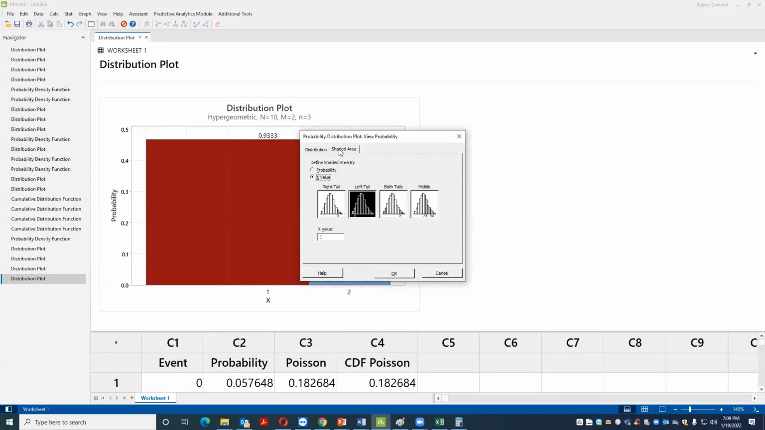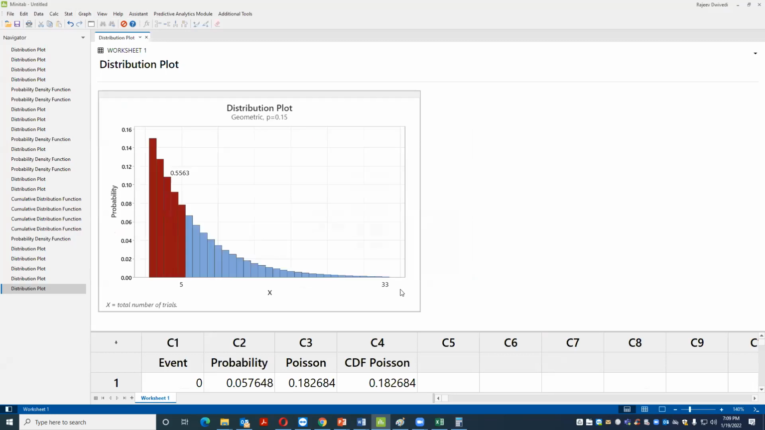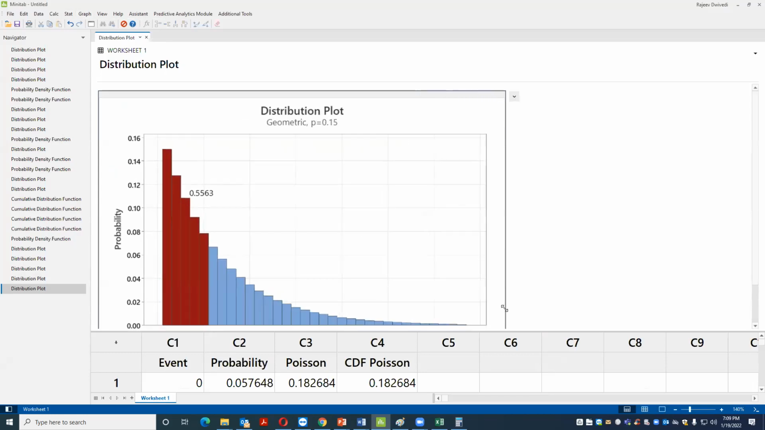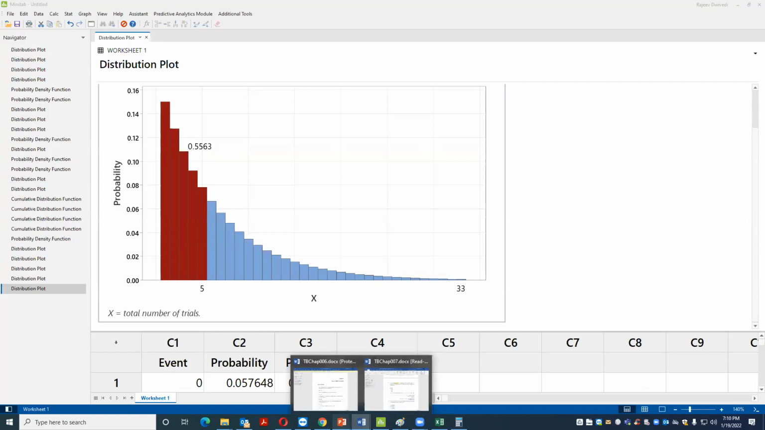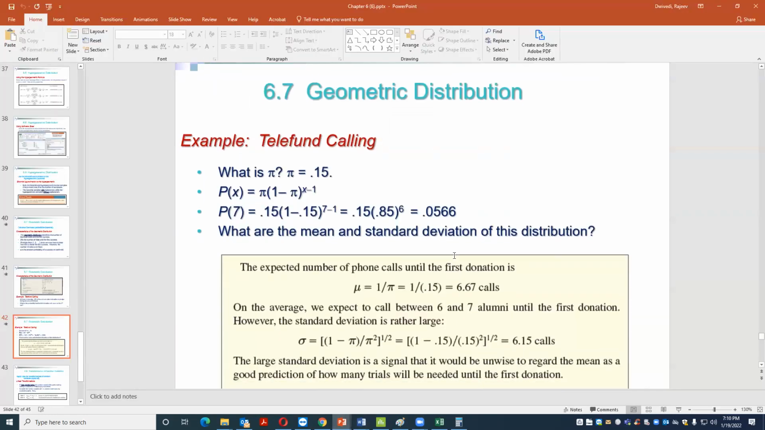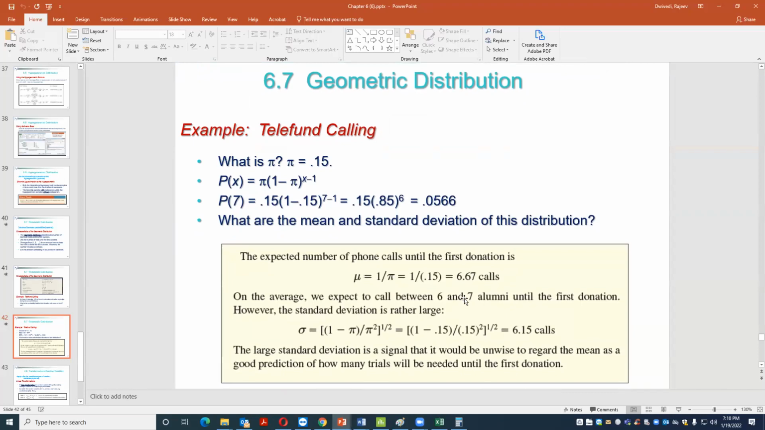Okay, for the shaded area, I'm just going to put, let's say, 5. So it will give me the complete distribution. And now it is asking for 7. So I'm just going to put the cursor at x equal to 7, because it is asking for the 7th. How much is it? 5%. So you can see this is the answer, 5%, on the 7th call.